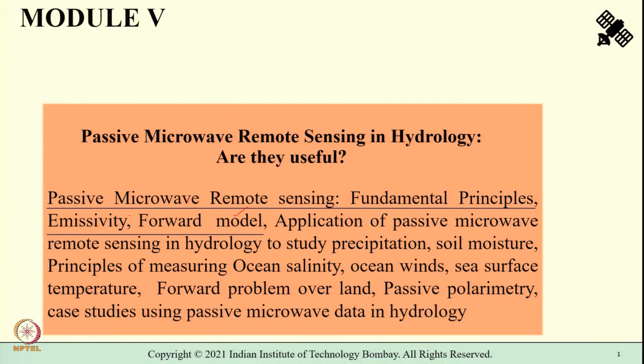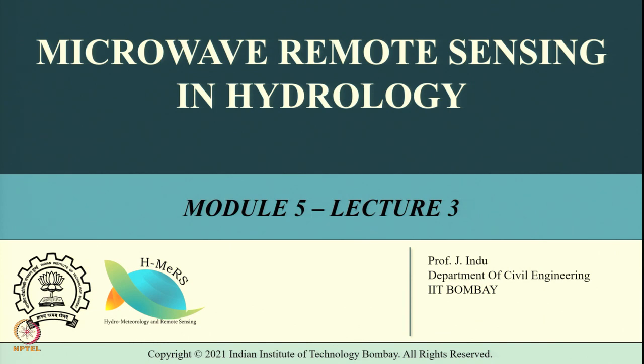So, just to share a quick recap, we are in module 5 and till now we have been learning about the fundamental principles of passive microwave remote sensing, and we have been trying to understand what is a forward model and a few terminologies like emissivity and how they are related to forward model. So, this is the third lecture of the fifth module, and in this lecture we will try to understand how passive microwave radiometer data is helpful in measuring precipitation.